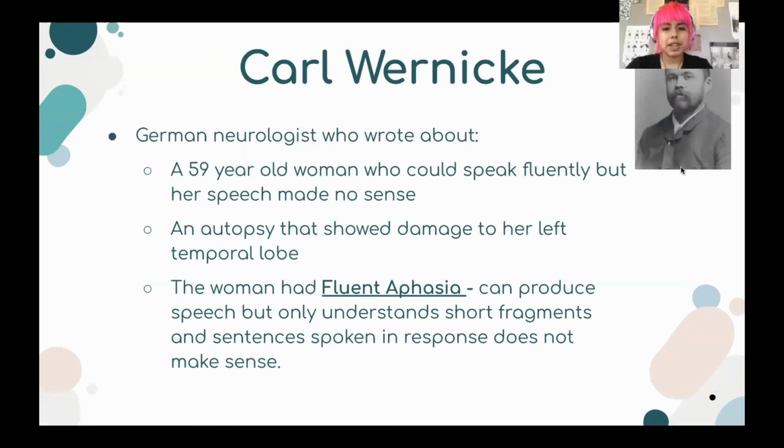Another researcher focused on language was Karl Wernicke. He was a German neurologist who wrote about a woman who had fluent aphasia, meaning she could speak fluently, but her speech just made no sense. Eventually, an autopsy showed damage to her left temporal lobe.